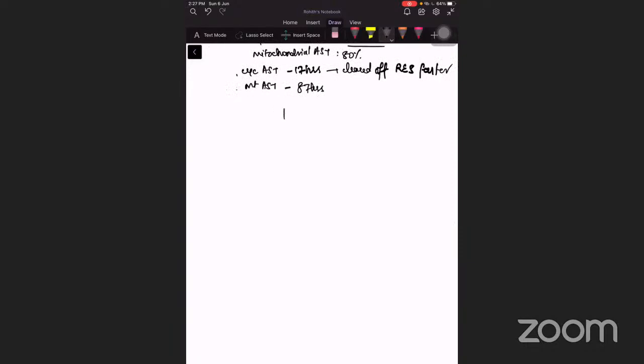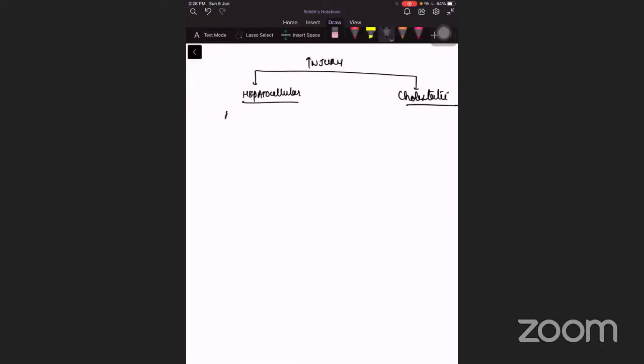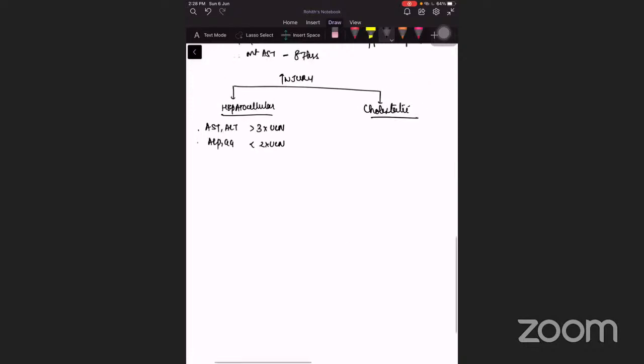Whenever I have an elevation in any of the enzymes, whenever there is an injury, you can divide them into two patterns. One is a cholestatic pattern. How do you define a hepatocellular pattern? We look at the AST and ALT levels. They should be raised more than 3 times the upper limit of normal, along with ALP and GGT being less than 2 times the upper limit of normal. This is how we define a hepatocellular pattern.